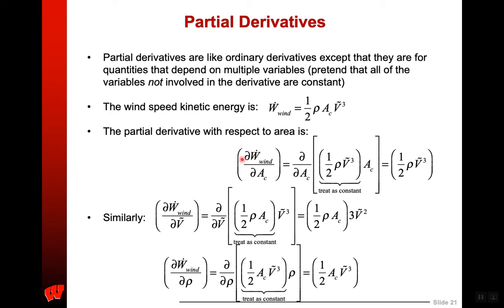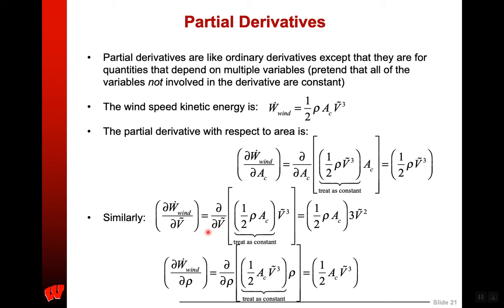So the partial derivative of the wind power with respect to area is simply 1/2 rho v cubed, right? Just the constant remains. Another way to think about this is: how sensitive is the wind power to the area? Well, it's 1/2 rho v cubed. This is how sensitive it is.